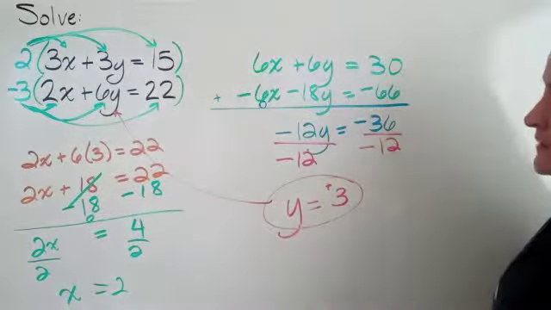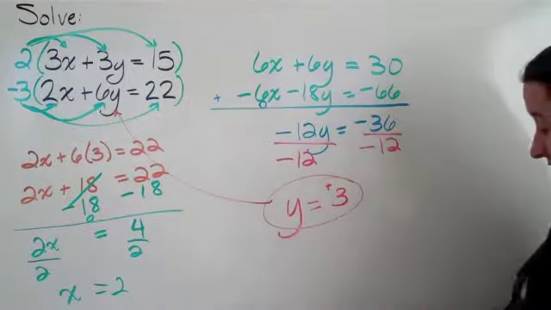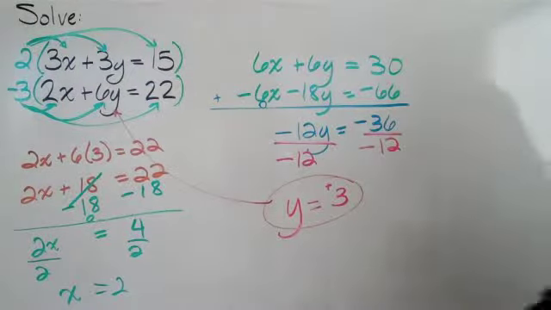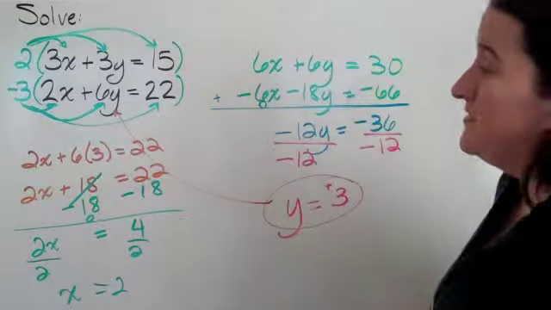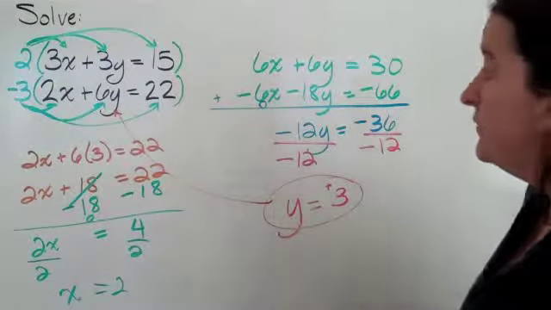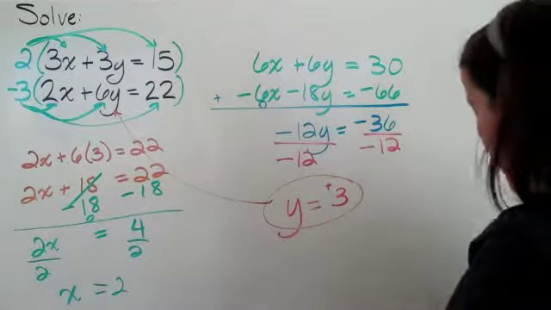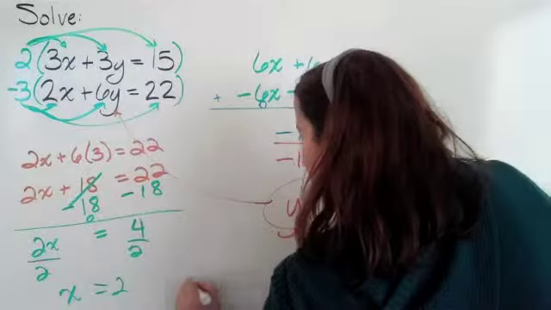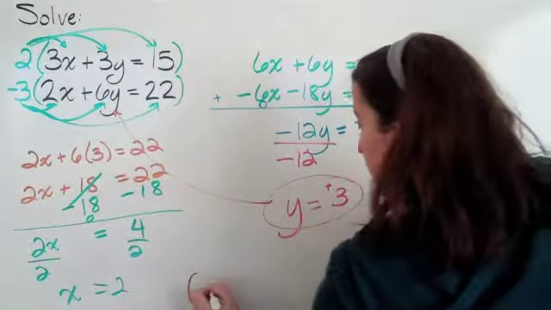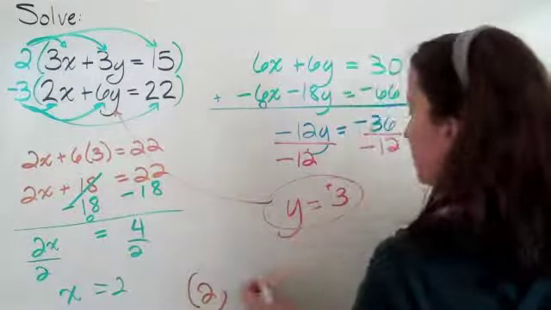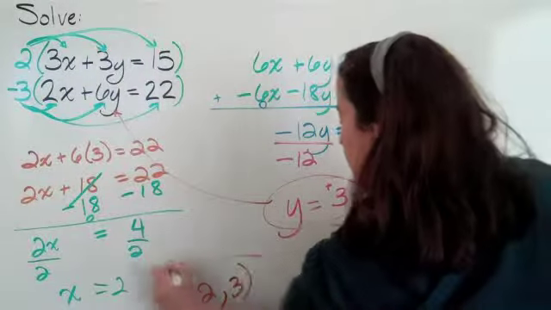So now I know what my x is, and I know what my y is. The final answer that I'm going to get is where these two equations intersect if I was thinking of the graph. And the final answer, since it's x and y, I'm going to write as a point, and I'm going to say x, which is 2, and my y, which is 3. And there is the answer.